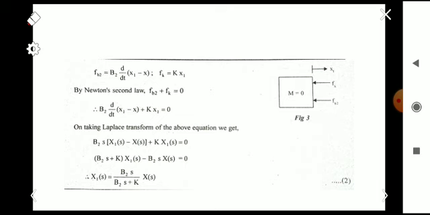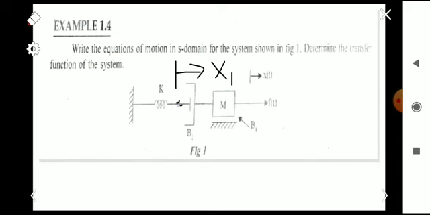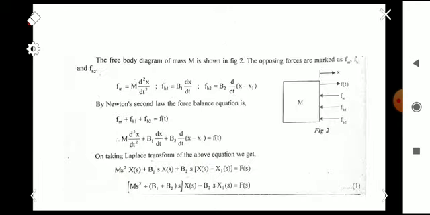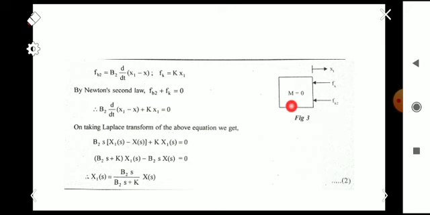Now, by drawing the free body diagram of the second node, here the second node will be this, and we are assuming that it has a mass of 0, and the opposing forces will be fb2 and fk. So here m is equal to 0, it represents x1, and the opposing forces are fb2 and fk. fb2 will be equal to b2 into d by dt of x1 minus x, and fk is equal to k x1, because b2 is connected in between the two nodes, and we have to give priority to x1 first, so it is x1 minus x.